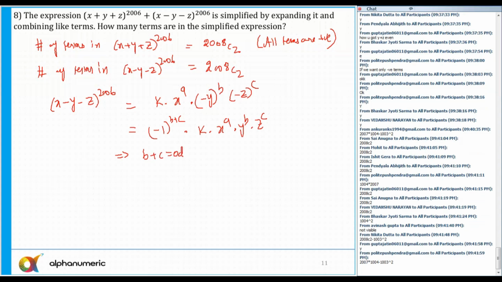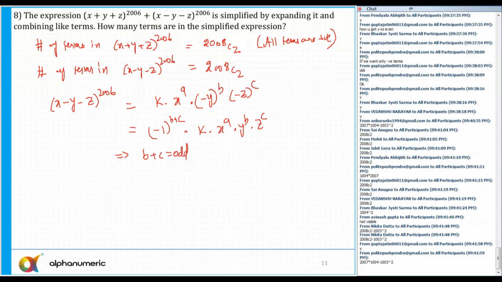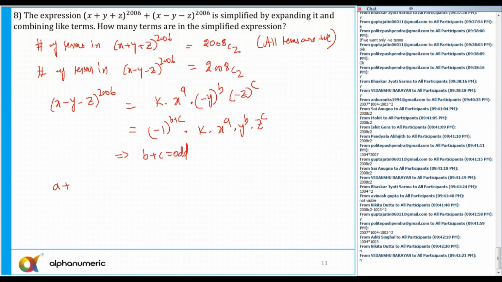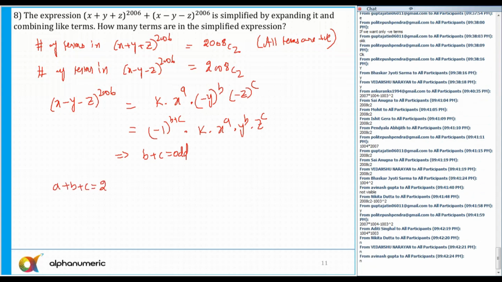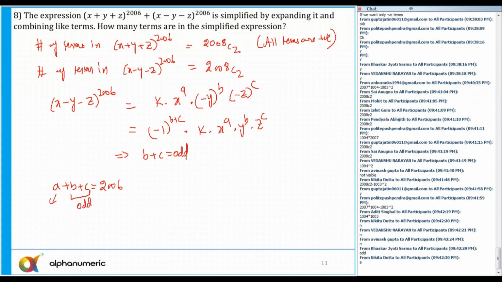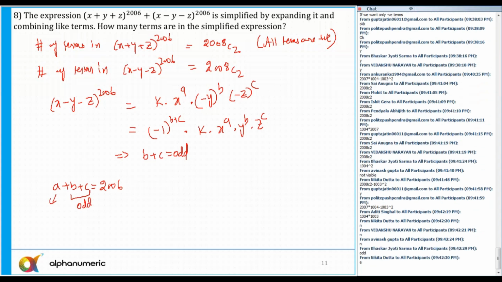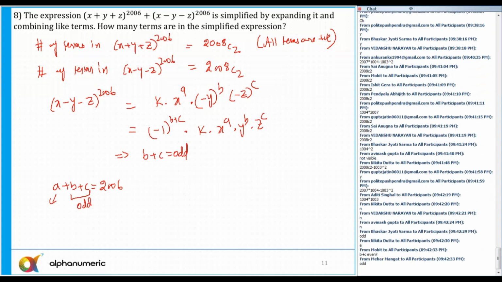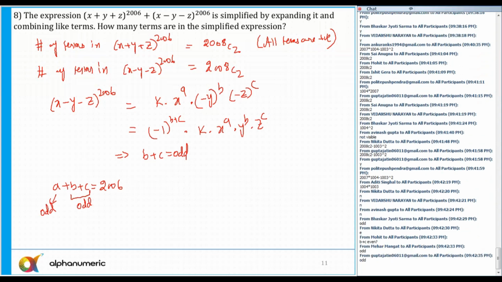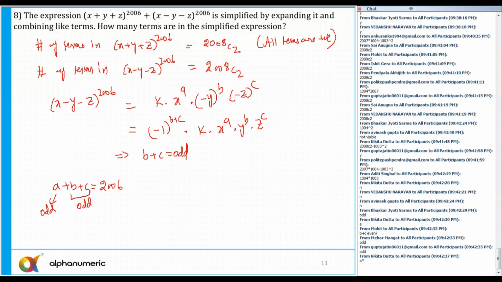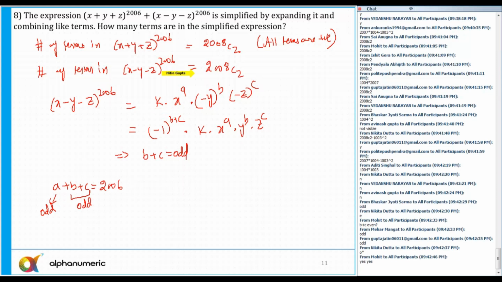Any doubts to anyone till this step? And we know that a plus b plus c is equal to 2006. And if b plus c is an odd number, what about a? A should also be odd, then only the sum of the two odd numbers is even. If b plus c is even, it will be positive. I need the negative terms. All the positive terms will get cancelled.